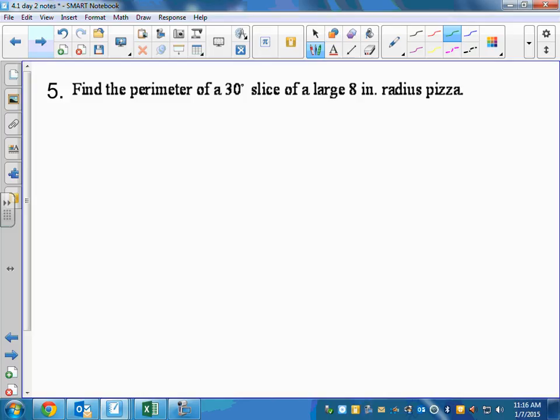People always complain about this question, so we'll see what you say about it. It says, find the perimeter of a 30-degree slice of an 8-inch radius pizza. So here's my pizza. The radius is 8 inches. We're going to say this is 30 degrees. I don't want the perimeter, the circumference, of the whole circle. I just want that little piece of pizza there, where this side is going to be rounded.